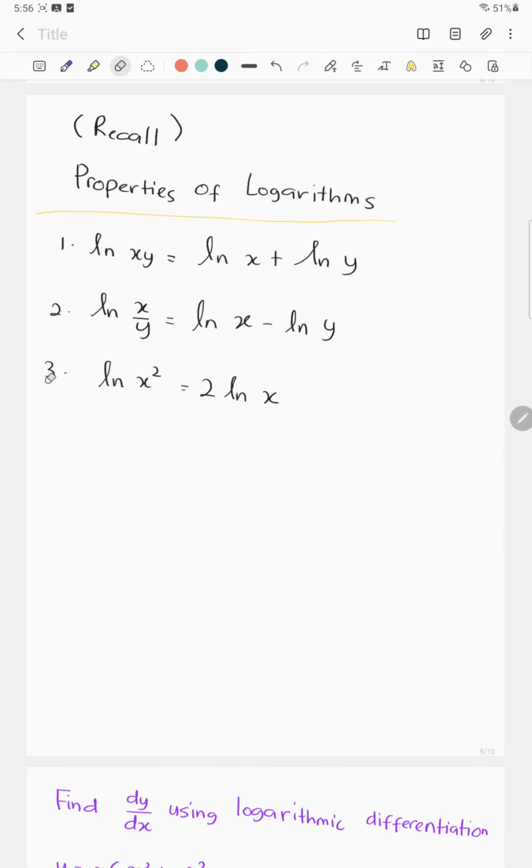The third property is ln x squared, meaning it has a power. The power, which is 2, we can bring in front of the expression. So it will be like this. Okay, now we go for another question for the logarithm.